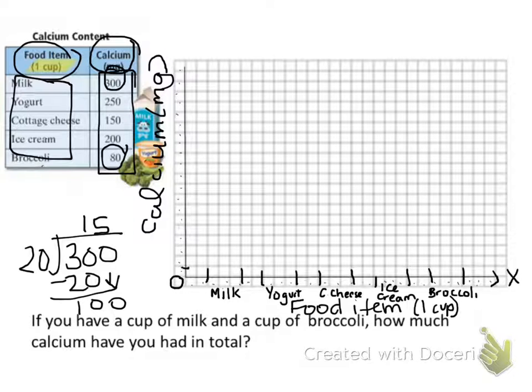So if this was 15, then this would be 30. This would be 45, and this would be 60. This would be 75, and this would be 90. Then we would have 120, 150, 180, 210, 240, 270, and then at my top here, 300.